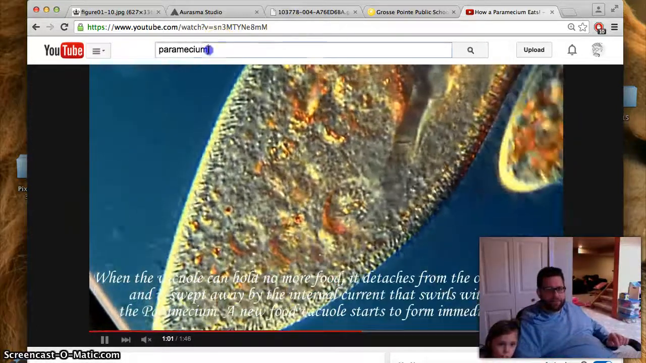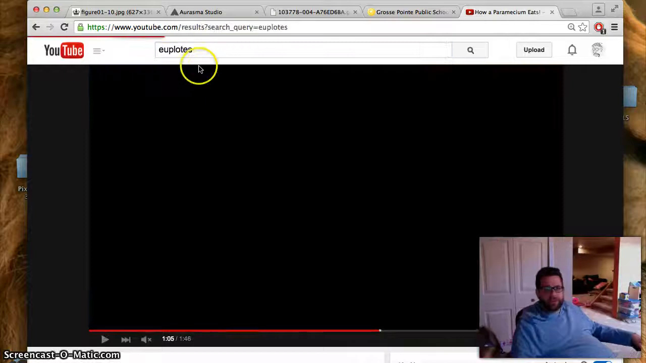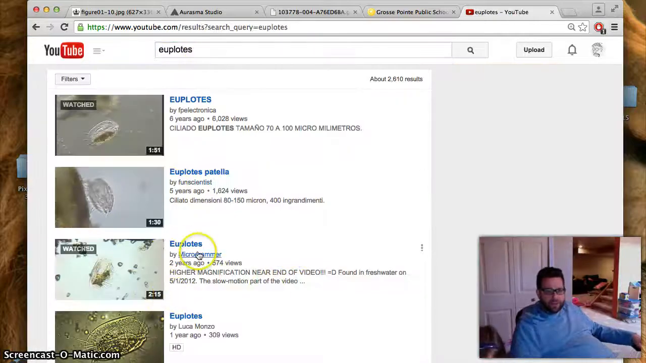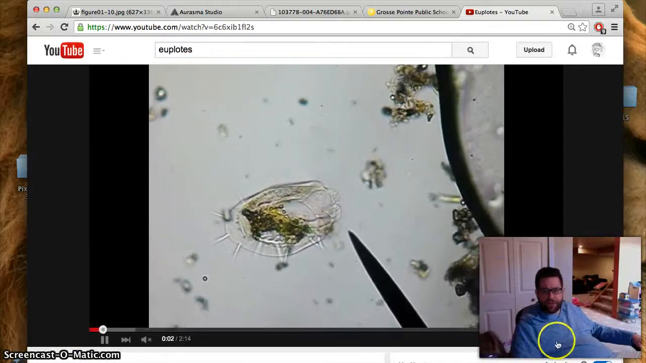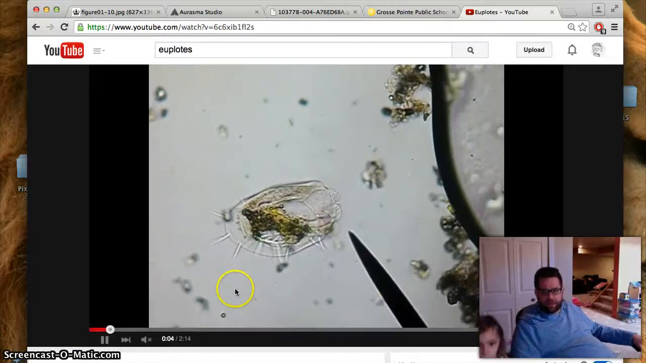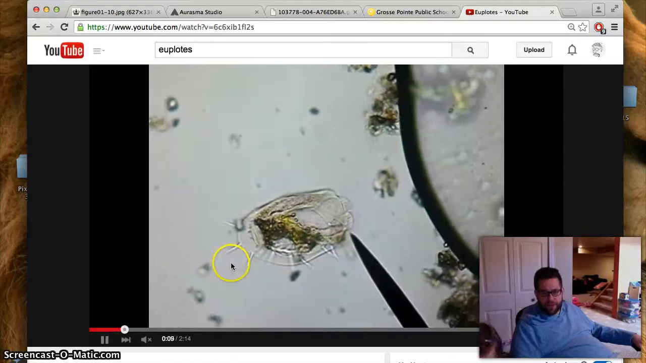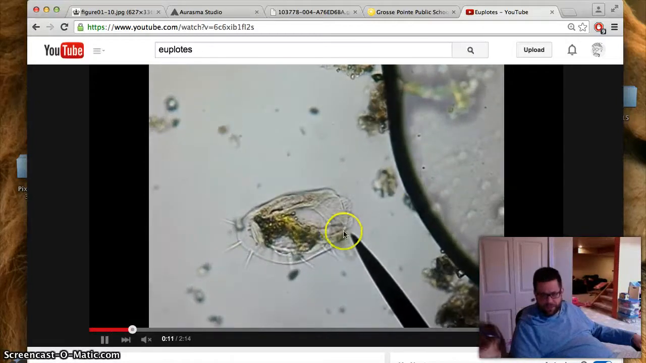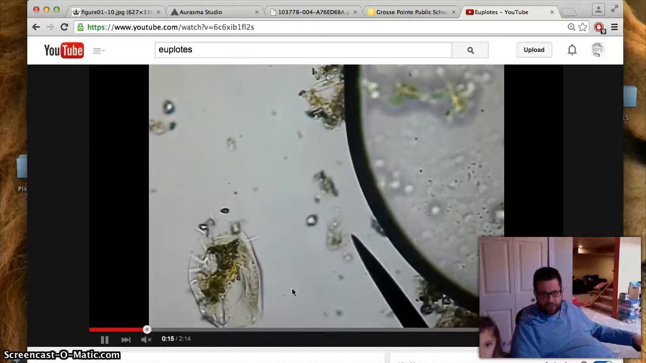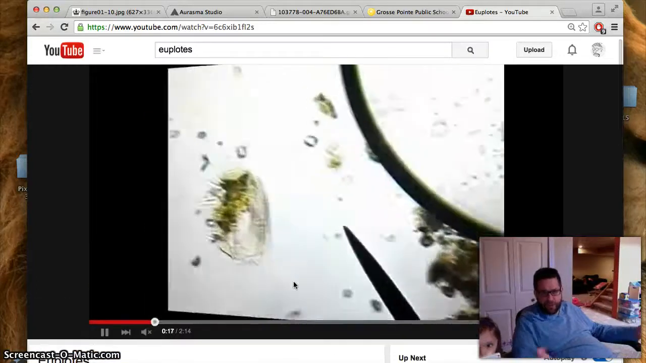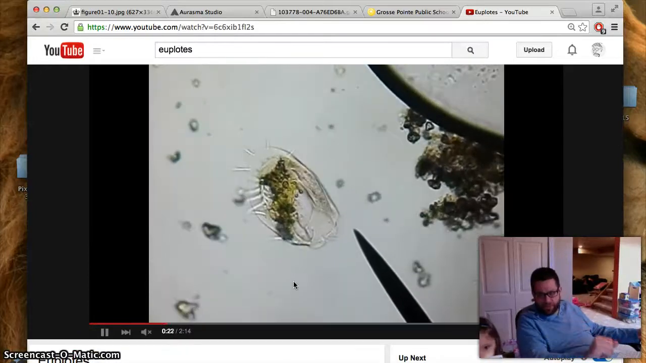Here's another one. If we type in Euglena, take a look at this one. Euglena has the same kind of look to it. It's got these little flagella, which are little tails, and whoever's filming this is going to agitate this little guy here and make him move. There he starts moving. But the point is that, again, that's a single-celled protist.